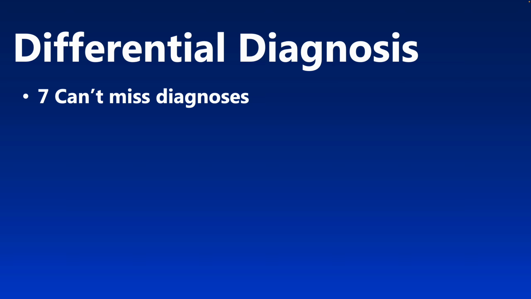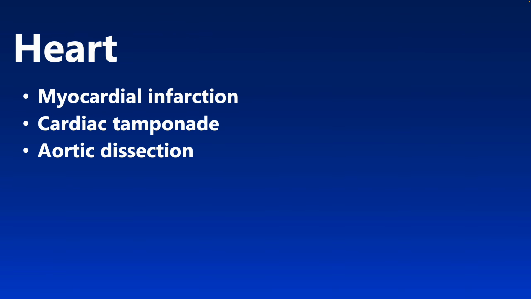All right, so here they are, the 7 can't miss diagnoses for chest pain. We're going to start with the 3 having to do with the heart. That's going to be myocardial infarction, cardiac tamponade, and aortic dissection. Aortic dissection, I know technically the aorta, not technically the heart, but it fits into the list nicely, so we're going to keep it right there. So those are the 3 chest pain differential diagnoses that you need to know for the heart.